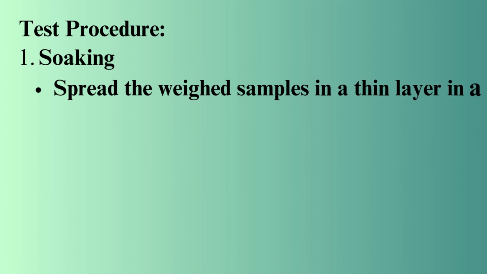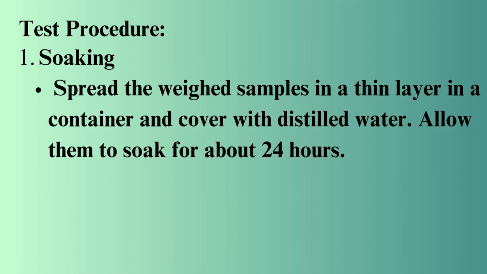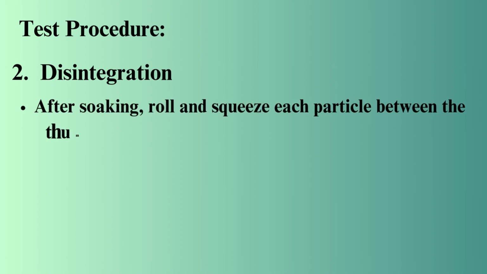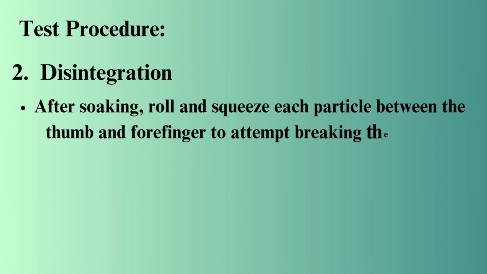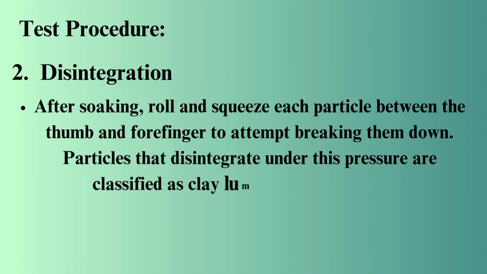Test procedure. 1. Soaking. Spread the weighed samples in a thin layer in a container and cover with distilled water. Allow them to soak for about 24 hours. 2. Disintegration. After soaking, roll and squeeze each particle between the thumb and forefinger to attempt breaking them down. Particles that disintegrate under this pressure are classified as clay lumps or friable particles.